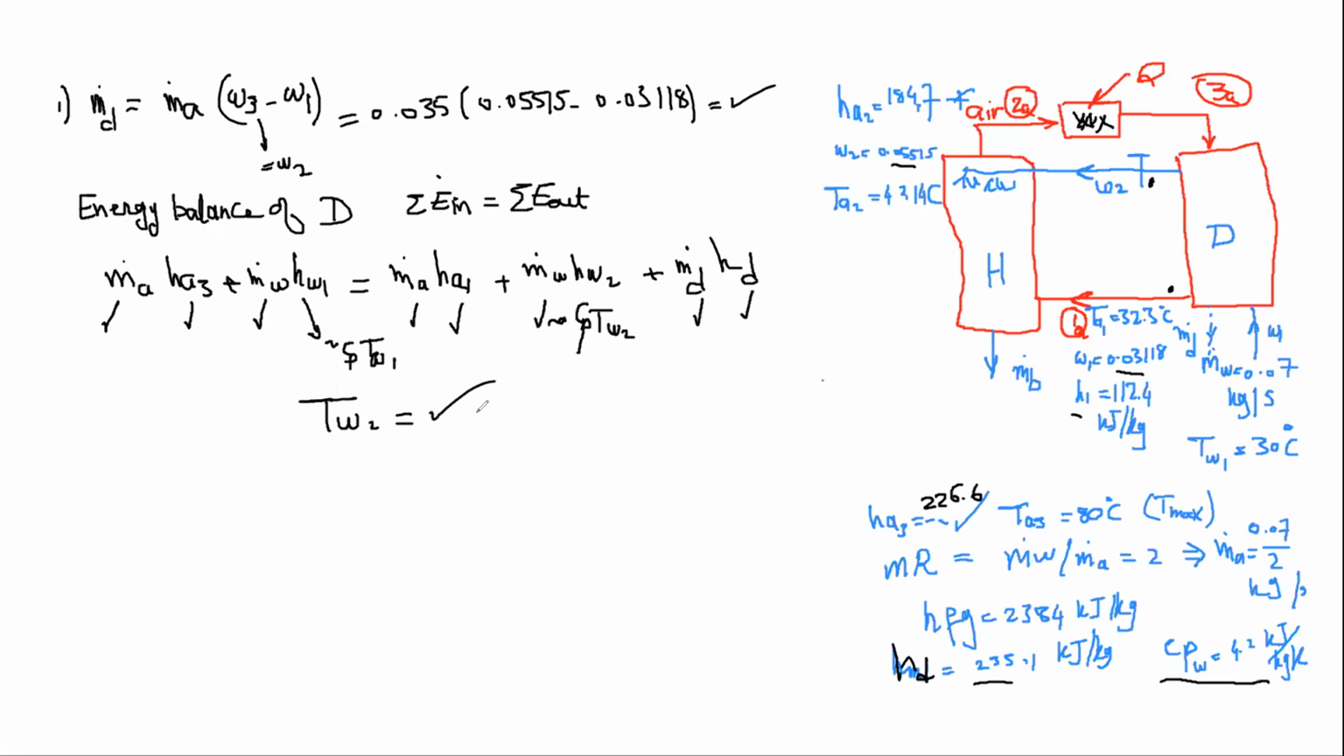So this is first, and what was required is to sketch the cycle, which we did. Second is to determine the temperature of water leaving the dehumidifier. Actually, this was request number 2, because request number 1 was to sketch the cycle. Number 3 is Qn.